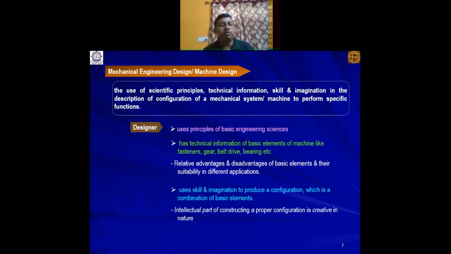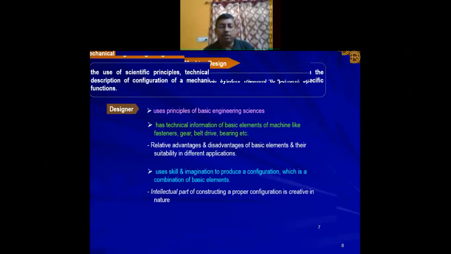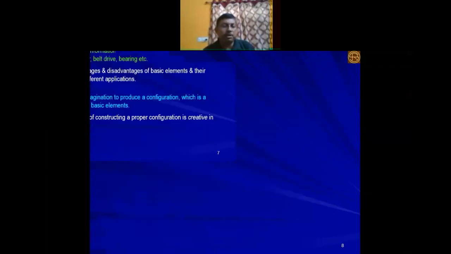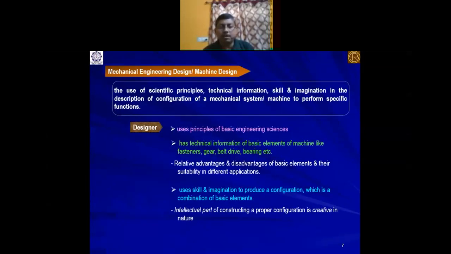Along with that, the most important thing for designers is that he or she should have skill and imagination, and also engineering judgment to give birth to a configuration. And that is why the intellectual part of constructing any machine is creative in nature. Design is a creative process, and the design engineer is basically called the mother of engineering, because the intellectual part of any product is the brainchild of a designer. And in order to do that, along with the technical knowledge, the designer should have engineering judgment.